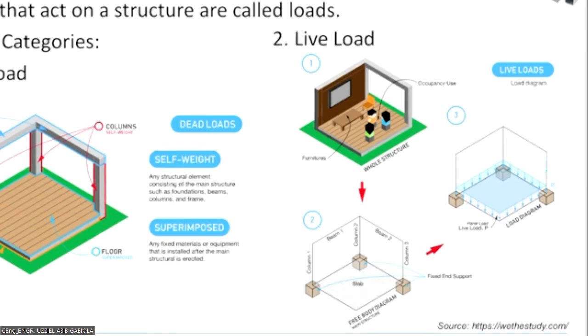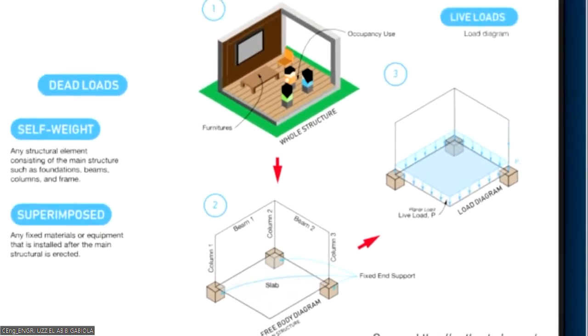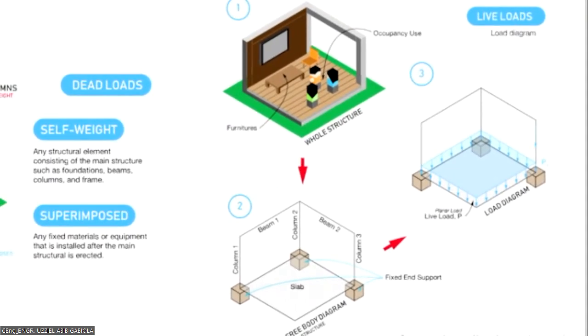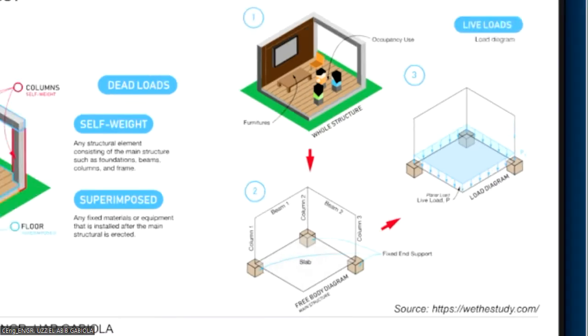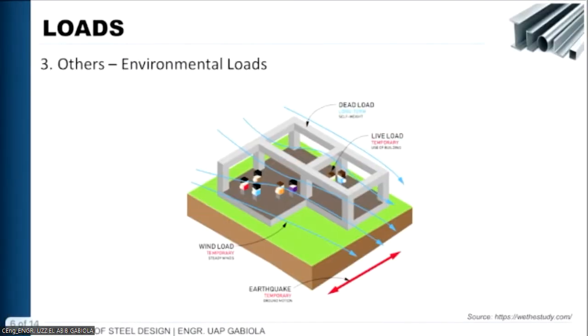Okay, here's an example of how these live loads are distributed on our main components when it is applied in our structure. Maybe a review of your structural theory will help you determine how this works. But we will try to discuss this kind of distribution also when we start with the analysis and design of our components. And then we also have other loads that we can call environmental loads.